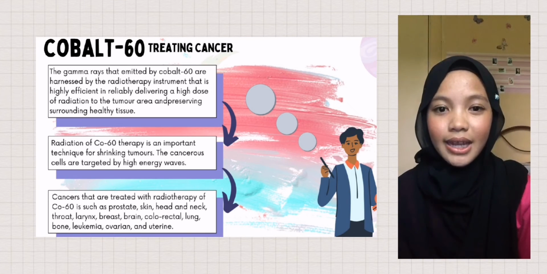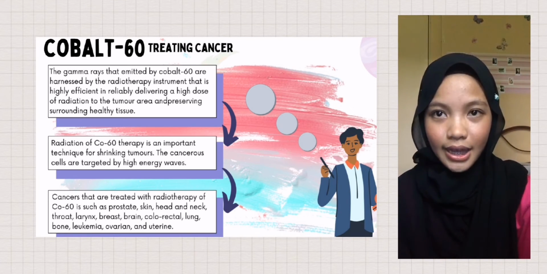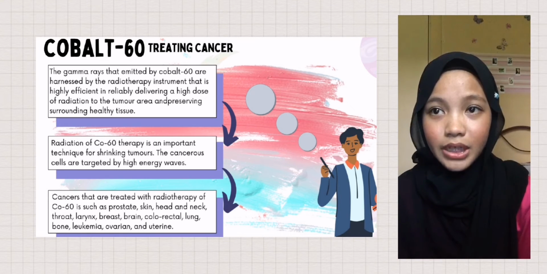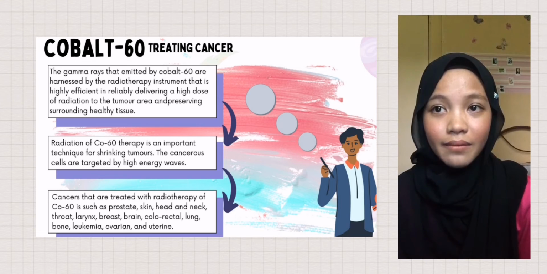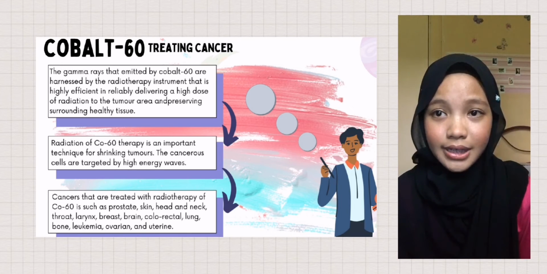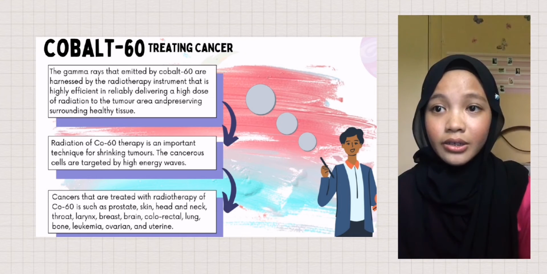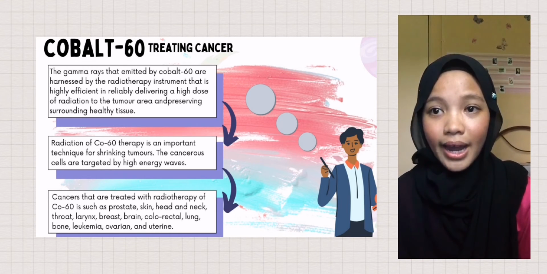The gamma rays that are emitted by cobalt-60 are harnessed by the radiotherapy instrument, which is highly efficient in reliably delivering a high dose of radiation to the tumor area while preserving surrounding healthy tissue. Cobalt-60 radiation therapy is an important technique for shrinking tumors. The cancerous cells are targeted by high energy waves.